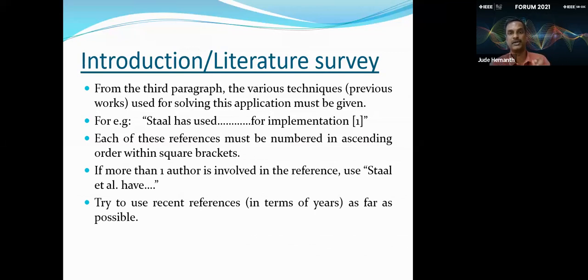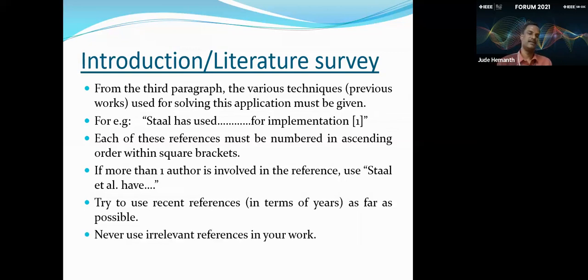You must not give room for the reviewer to write a line saying the introduction section is very weak. He should not write like that. Try to use recent references in terms of years. 5 years is okay. So now it is 2022, maybe you can start from 2016 or 2017. Suppose you have one rare paper which was published in 1998, absolutely fine, you can use it, but do not use most of them like that. 1 or 2 is okay. Never use irrelevant references in your work. Nowadays, unethical issues have popped up in almost all publication setups, right?